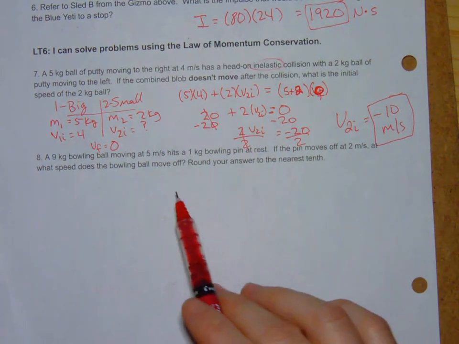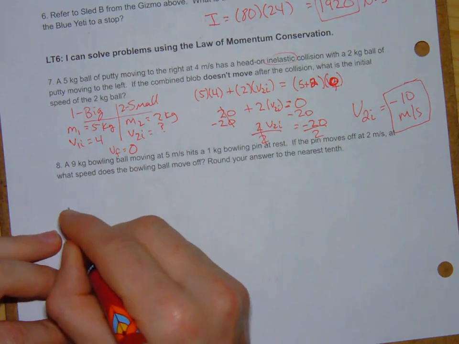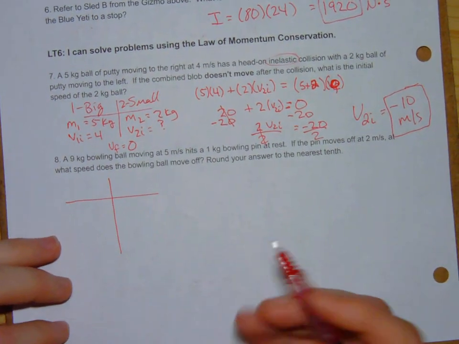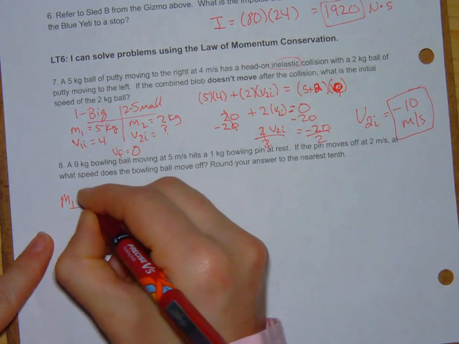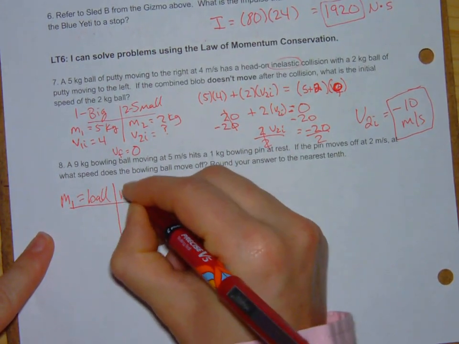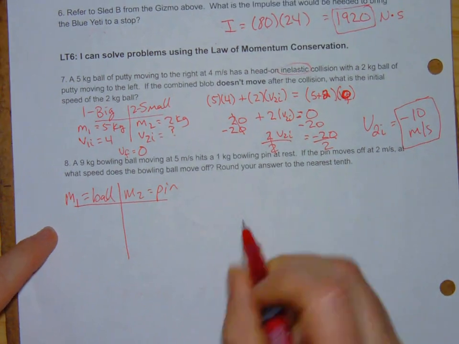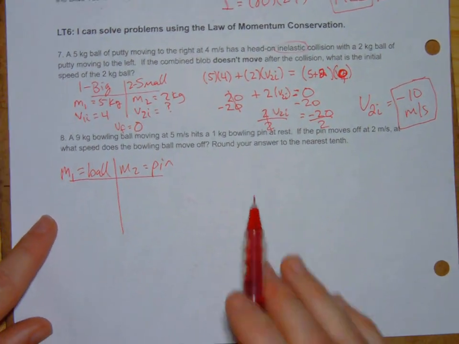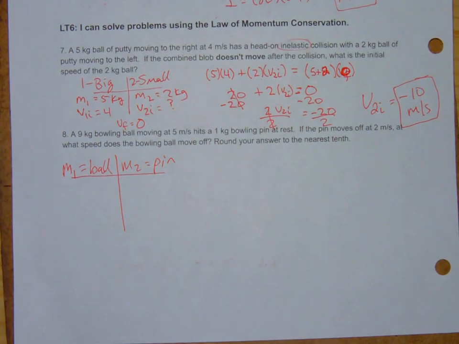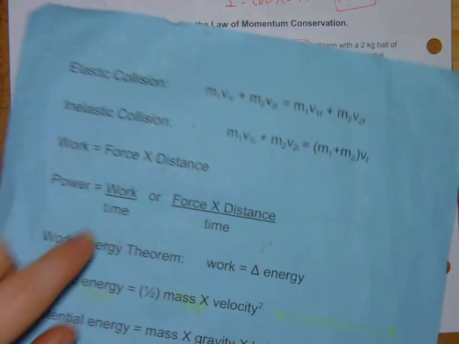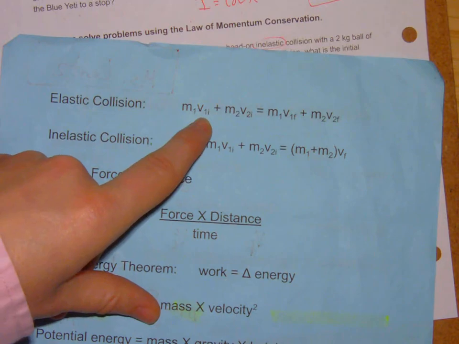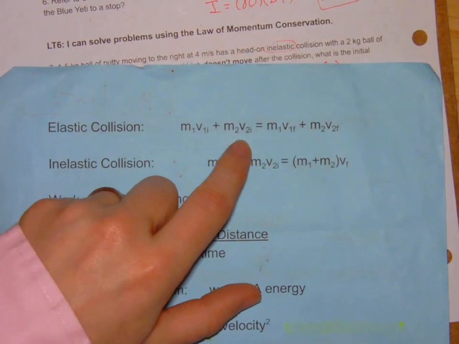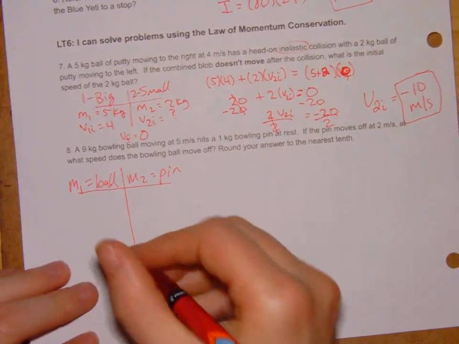And number 8, we've got a bowling problem. And we know that when you go bowling, it's an elastic collision. All right. So let's just say that mass 1 is the ball, mass 2 is going to be the pin. And so I'm going to let you read through that. Take them in and just start your list. Look at your elastic collision and start your list of the numbers. Anything with a 1, you put it under the ball. Anything with a 2, you put it under the pin.